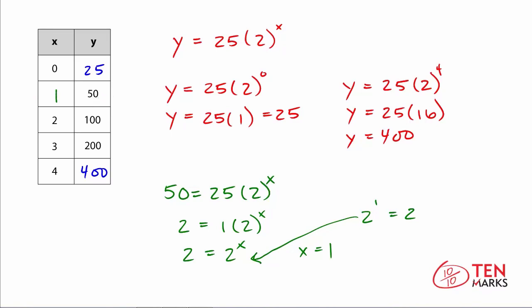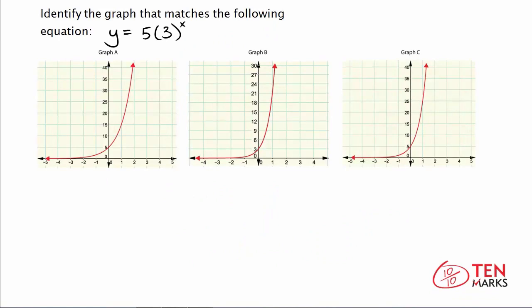Let's try one more problem together. What I want you to do in this problem is to identify the graph that matches the following equation. And the equation we have here is y equals 5 times 3 to the power of x. Again, think about the fact that the general form here is y equals a times b to the x, where a is the initial value. So a is the value of y when x equals 0. Looking at this function right here, we see that a has a value of 5, which means that you're looking for x equals 0, y equals 5. Which graph has that point included?